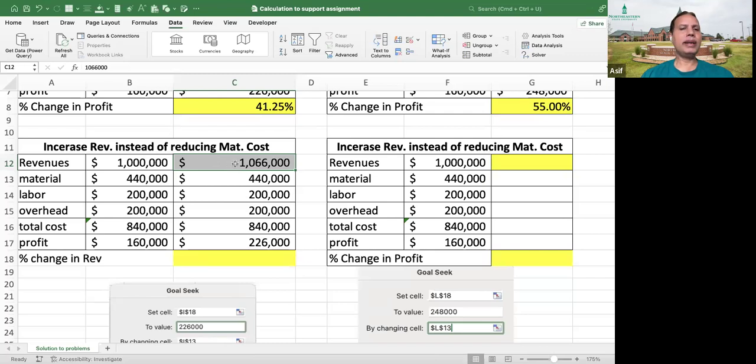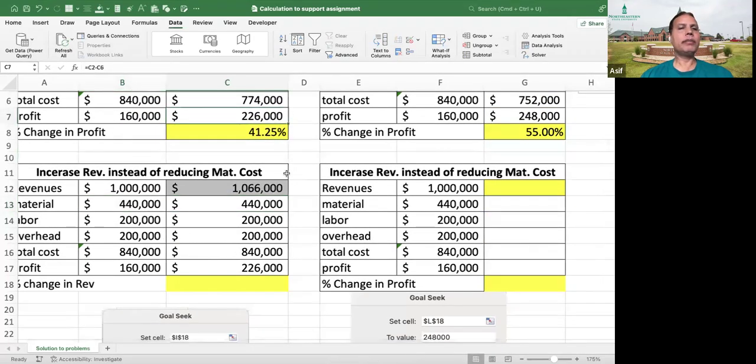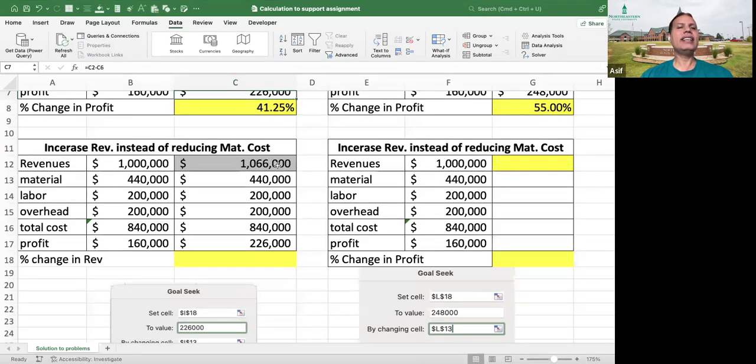It says that this one becomes 1,066,000. This is the value that Microsoft Excel has calculated. So the goal seek function is telling us that if you want to achieve this profit, that's 226,000, but instead of reducing material cost, we did not reduce material cost. Material cost remains the same. But instead, you wanted to increase your revenue. So in order to achieve the same profit level, that's 226,000 that we had obtained here, you need to increase your revenues by 66,000. So initially, your revenues were $1 million, and the revised revenue to achieve this level of profitability would be 1,066,000.